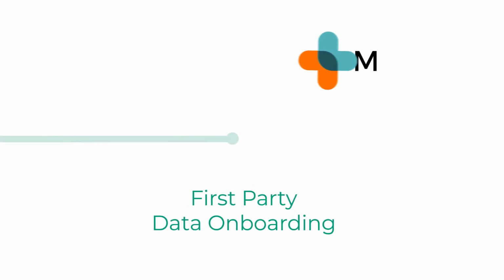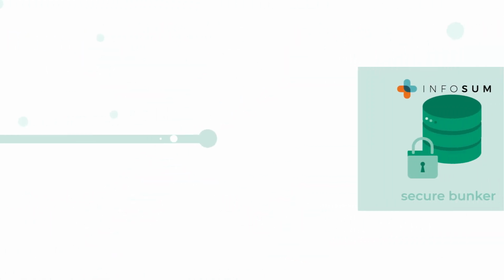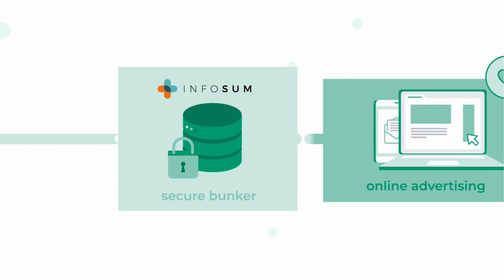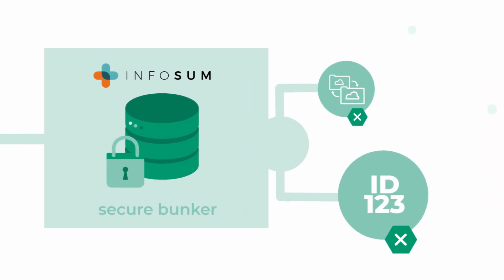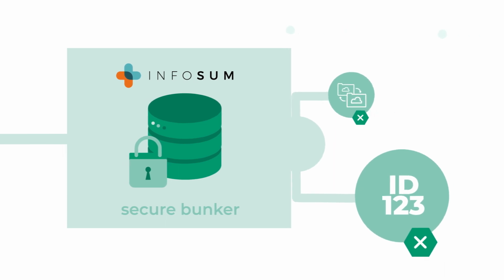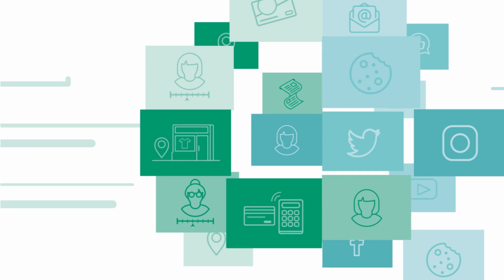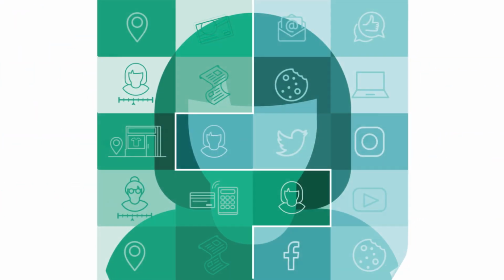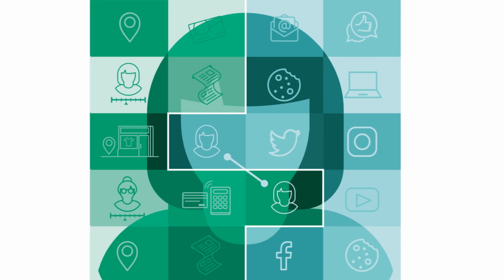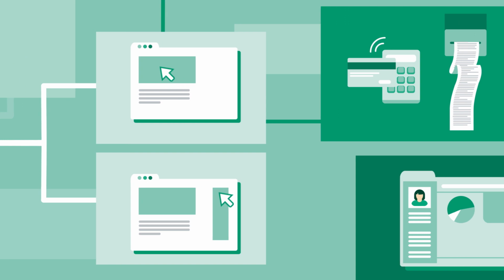Introducing InfoSum's data onboarding solution, a way of making offline data actionable to power online advertising campaigns without needing to share data or rely on a third-party ID. Instead, our privacy-safe connectivity uses the identifiers within the data to connect it to online identifiers. With this sense of identity, you can target or suppress ads accurately.